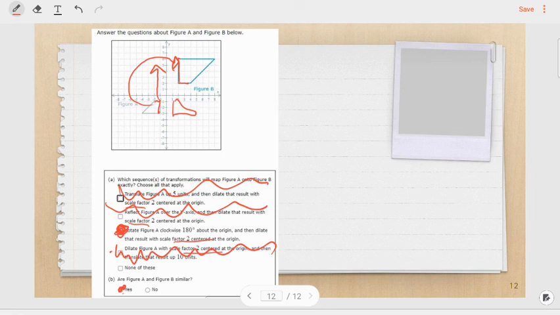So that's what I'm going to be doing on this assignment, looking for those transformations. You don't have to be actually making them, but recognizing what's going on.